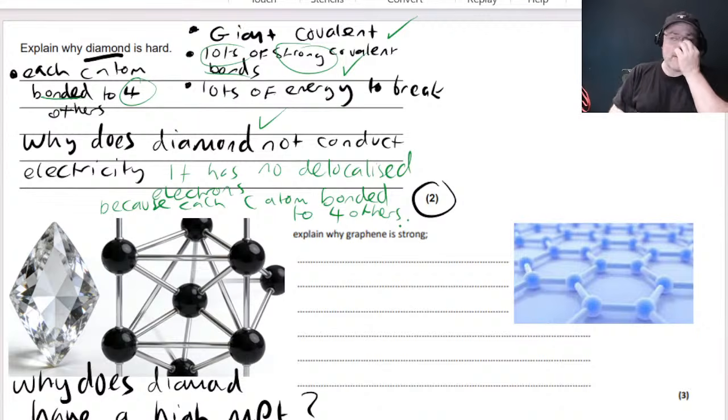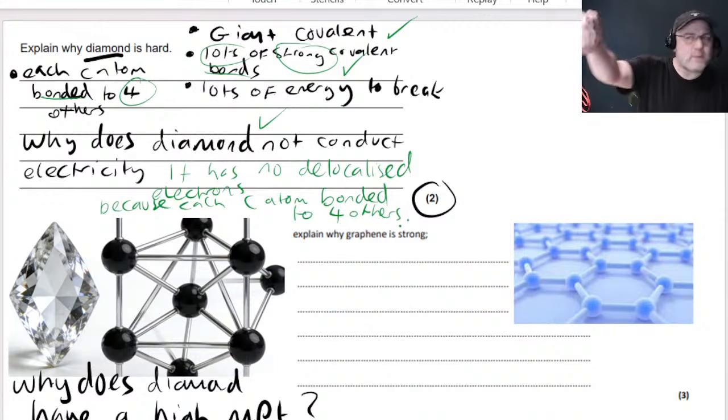So yes, they may include these 2 questions together. They might say, explain why diamond is hard and why it doesn't conduct electricity. Or they may say, explain why diamond has a high melting point and why it doesn't conduct electricity. And it would be the same answer for both.